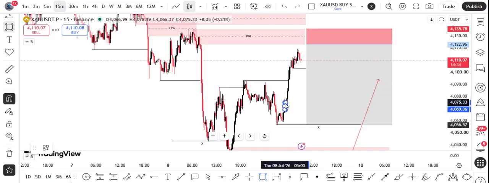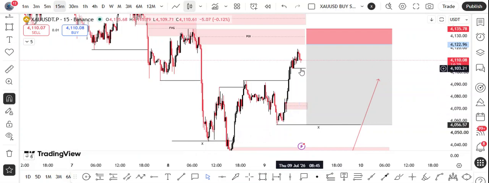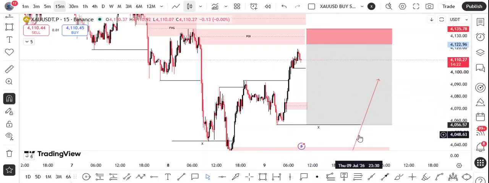If in this area we see a liquidity here, so this becomes our area, go and buy, then sell.